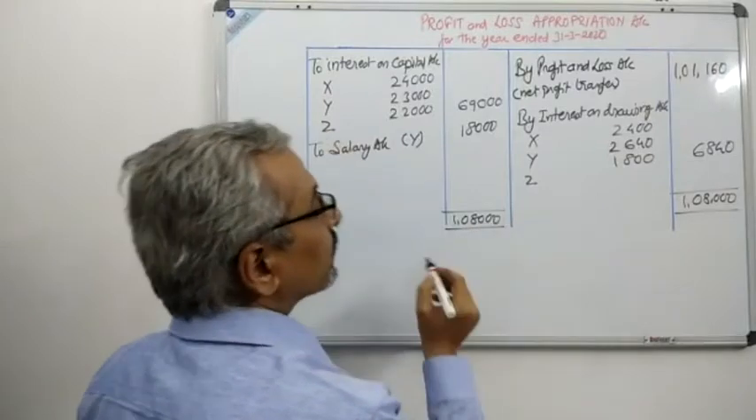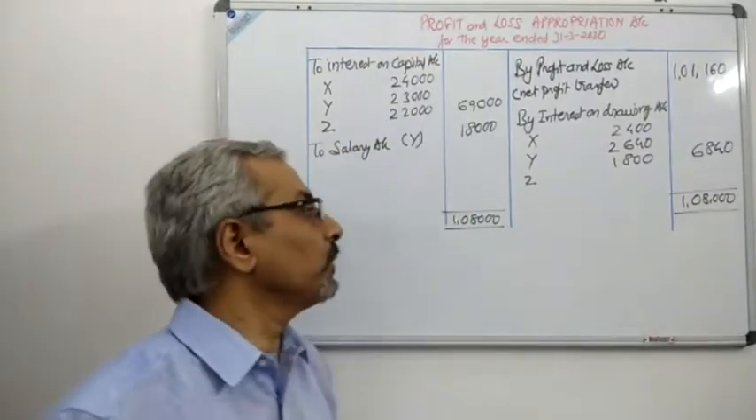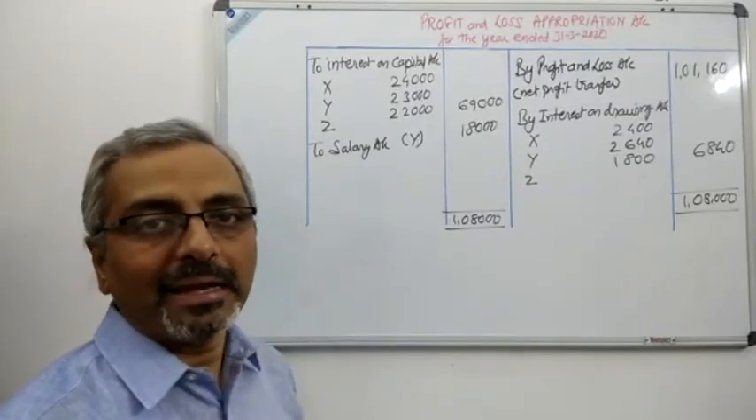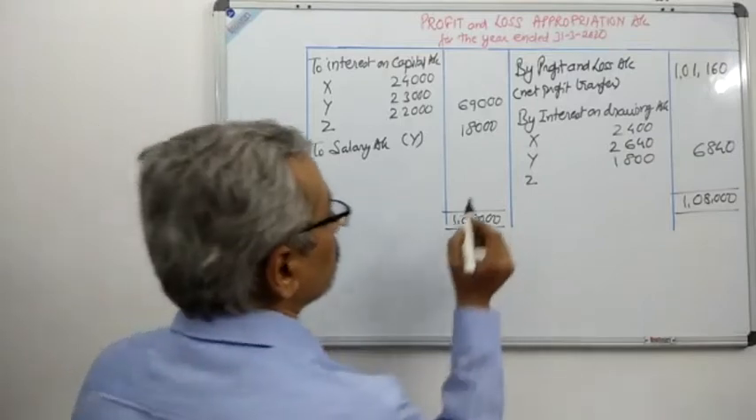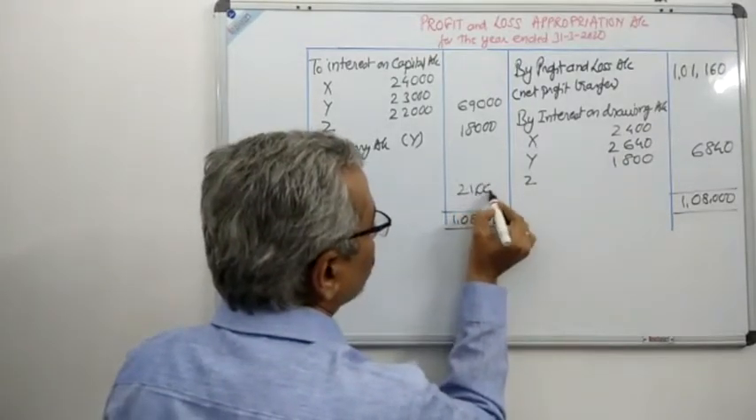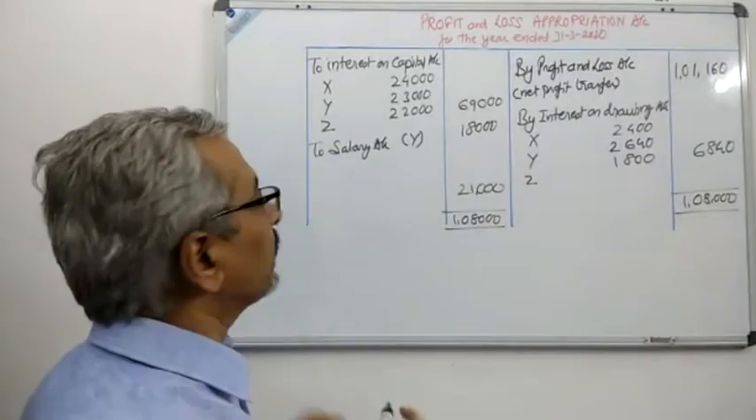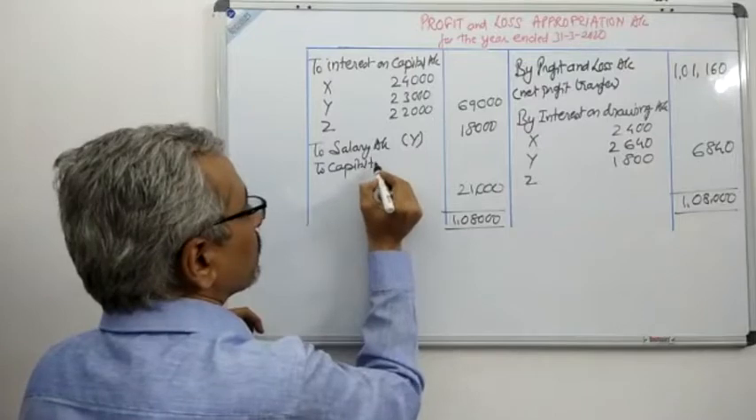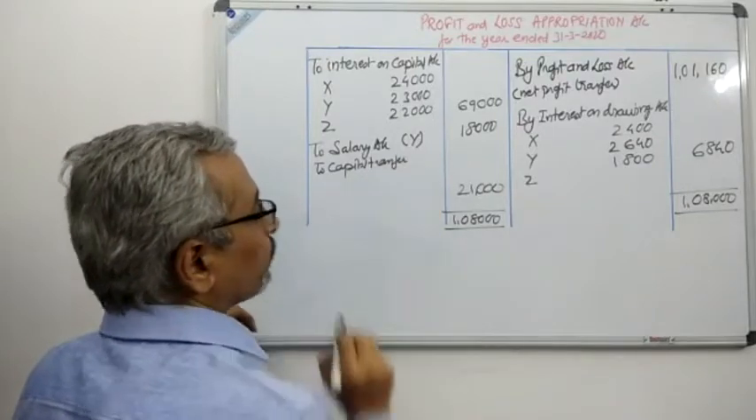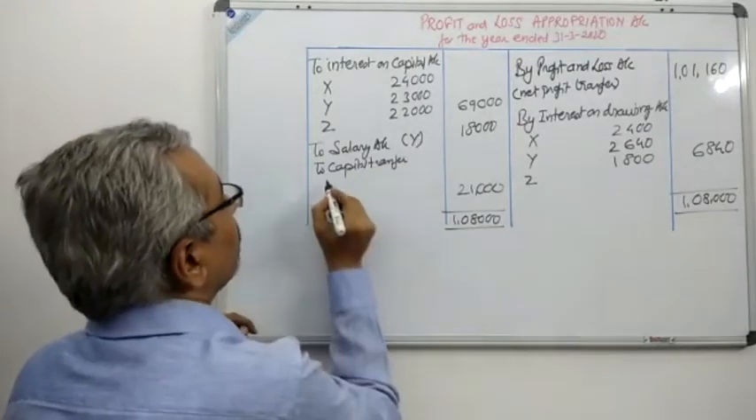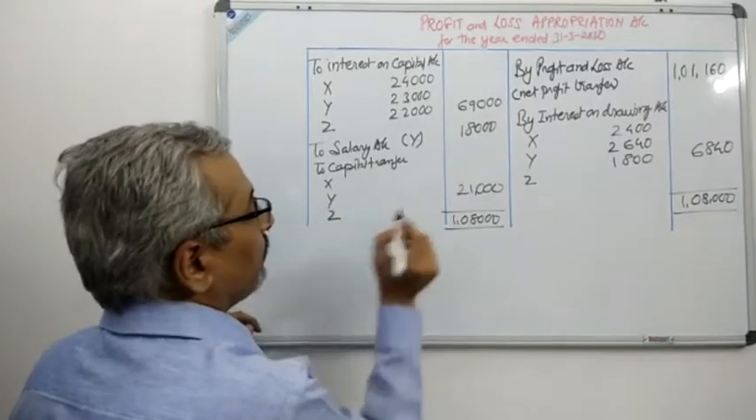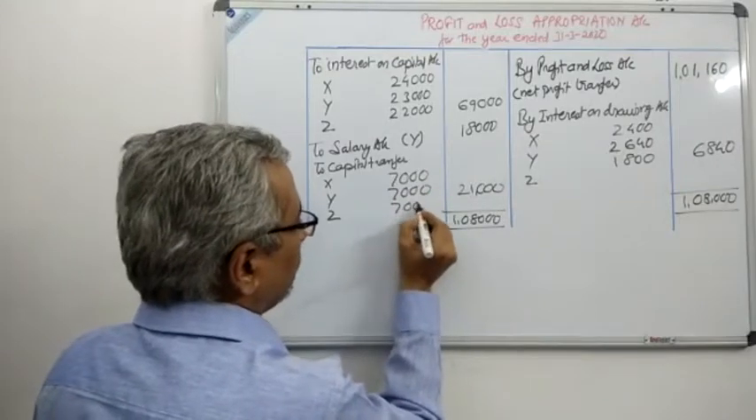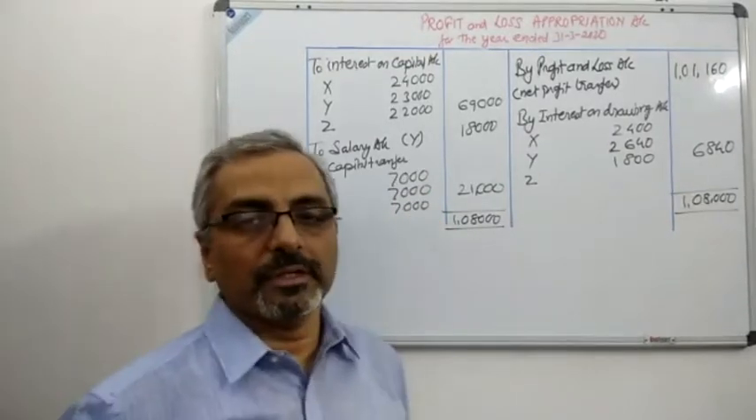Now we'll compare both the sides and subtract the figures which have been given to us. If you subtract 18,000, we end up getting 90,000 minus 61,000. So we get a profit of 21,000. So you can see there is a profit of 21,000, to be transferred to the capital account, or we can write profit transfer to capital account, and we have X, Y and Z. The PSR is not given, therefore it will be equal and the partners will get a profit of 7,000 each.